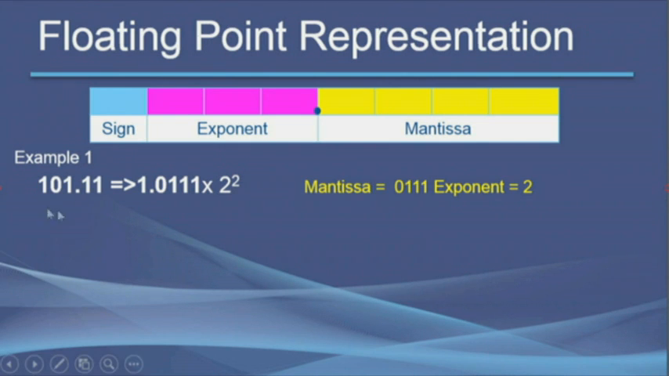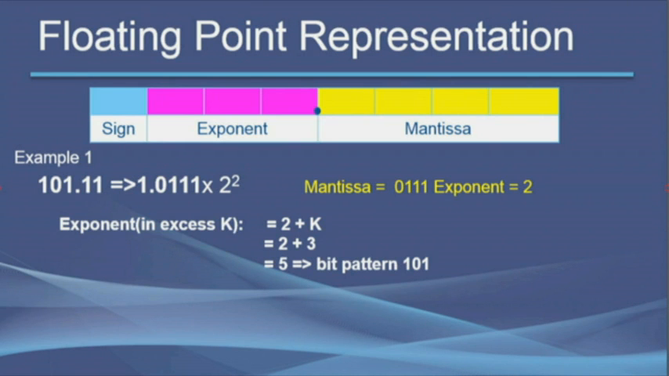This is the number that I took, 101.11. If we normalize this binary, simply we can see this is 1 and the radix point, which is the scientific notation requirement, and then we can see we have shifted the radix point to the left 2 times to get this. So we have to reverse it by multiplying this number by 2 to the power 2, which means the radix point will shift 2 times here. Now you can see the mantissa is 0111 and the exponent is 2.